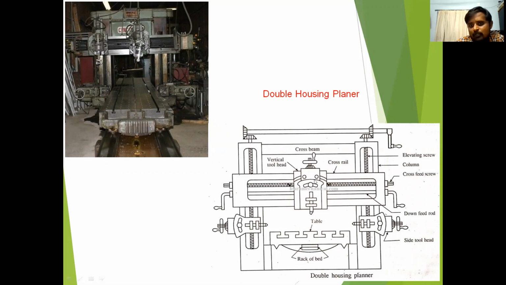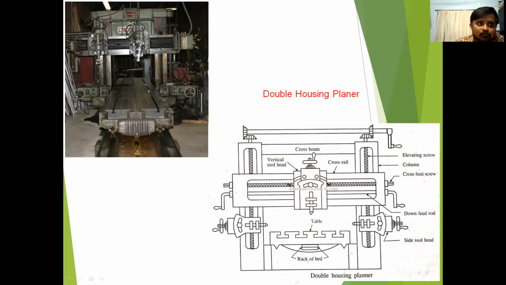So in this diagram only one tool head is there. Maybe it contains one tool head or two tool heads. That depends upon the requirement. So we can adjust the height of the cross rail by sliding this cross rail on the two vertical columns.